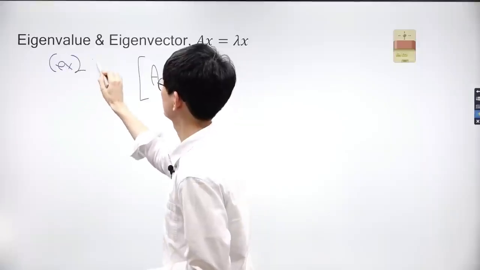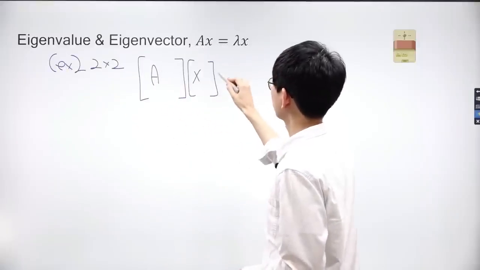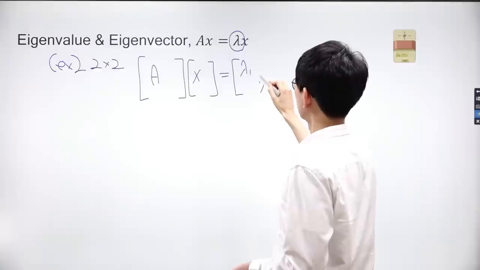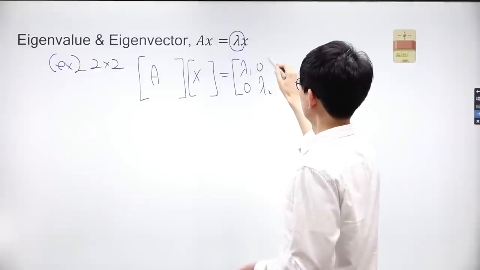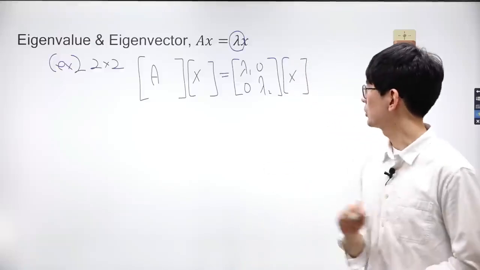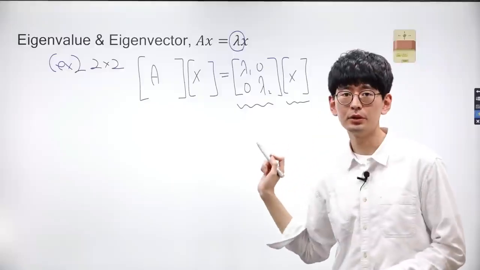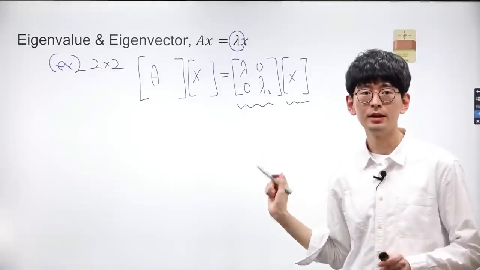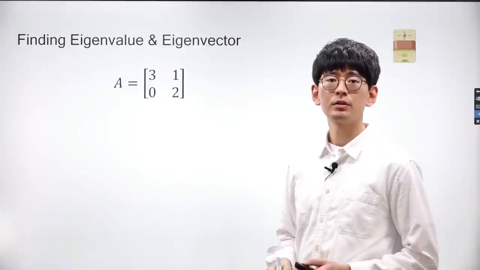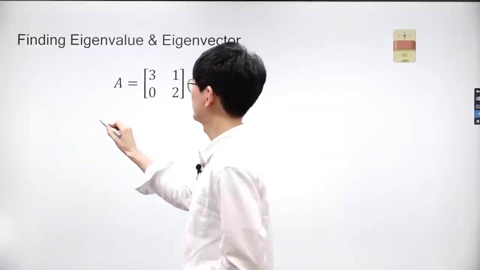Let's expand the equation. Suppose A is a 2x2 matrix. The left-hand side of the equation, Ax, is simply the result of multiplying matrix A by vector x. Scaling vector x by lambda is the same as multiplying a diagonal matrix with diagonal entries of lambda by x. Eigenvalues and eigenvectors are values and vectors that satisfy the equation. These are the basic definitions of eigenvalues and eigenvectors commonly used in linear algebra.